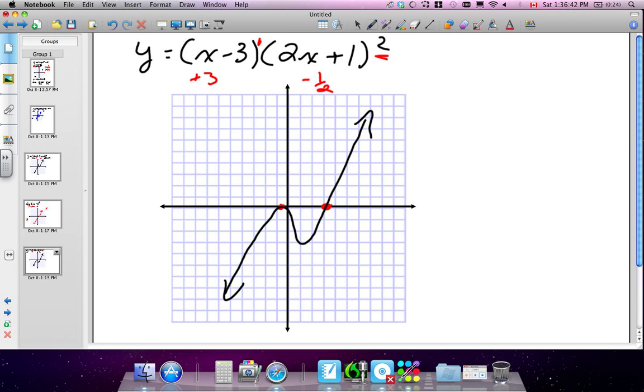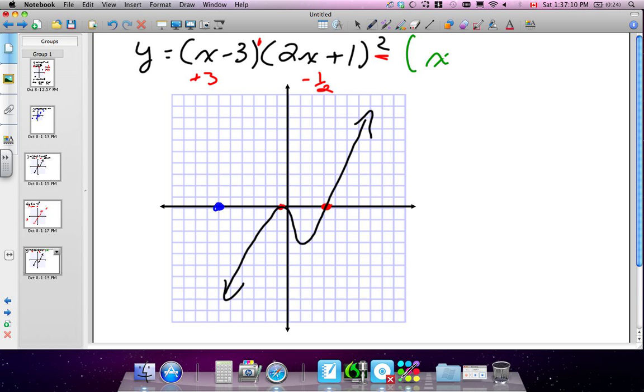Okay? Because at the -1/2 it was squared, so we know it's going to touch and come back. So whatever direction it's approaching from, it's got to come back the other way. In other words, when it's squared, think of a squared function, it makes a parabola at that x. But if there was another point over there and that one was to the power of 1, so let's add to this. We'll do it in green, okay?